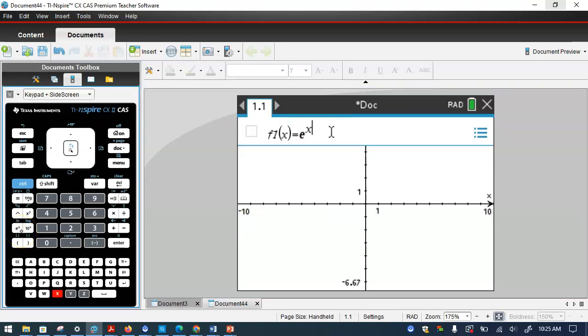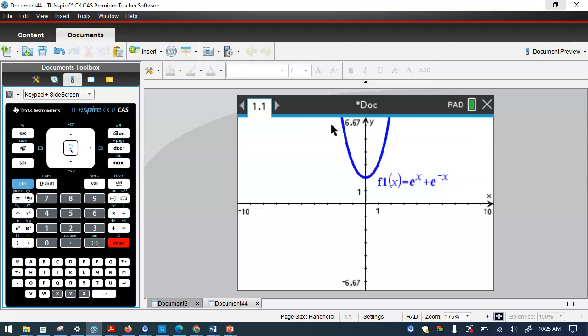One is e raised to x plus again e raised to minus x, right? So that's the first one. So that's the graph. We also have to click on the tab here to get a second one. See, the second one 8 minus x to the power 2 and enter.